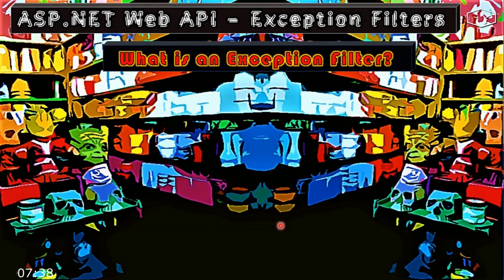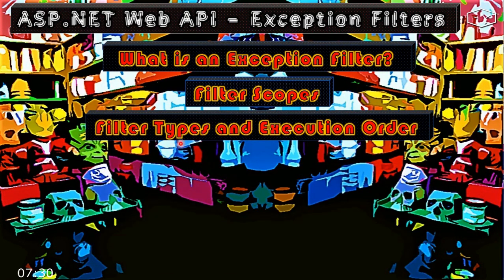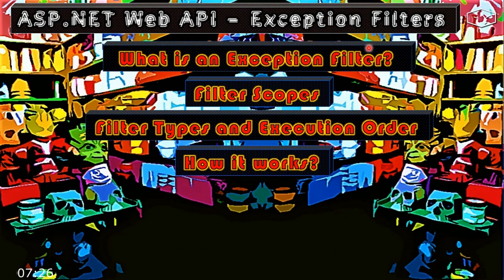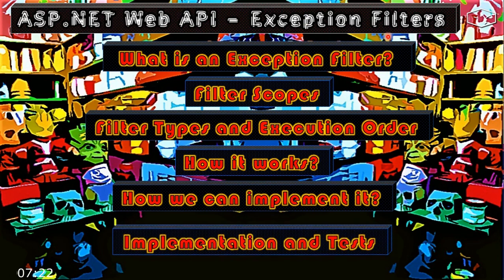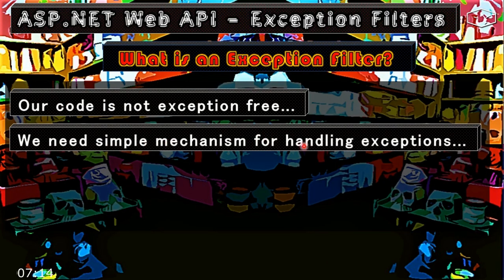In this video, we will see what an exception filter is first, and then we will see other topics like the filter scopes, the filter types and execution order, how exception filters work, how we can implement exception filters, and finally we will do the implementation and some tests. Our code is never exception free and we need a way to handle exceptions. This is why we need exception filters.